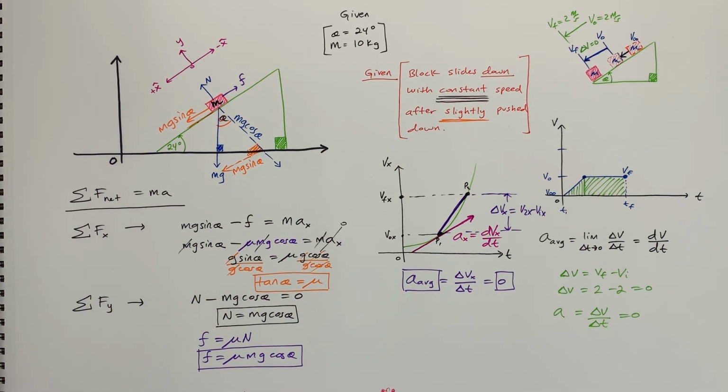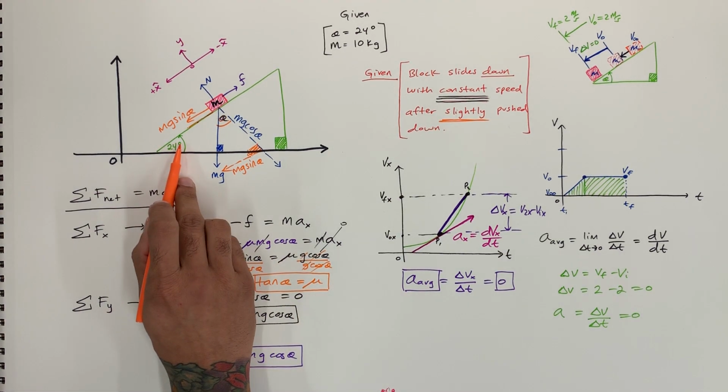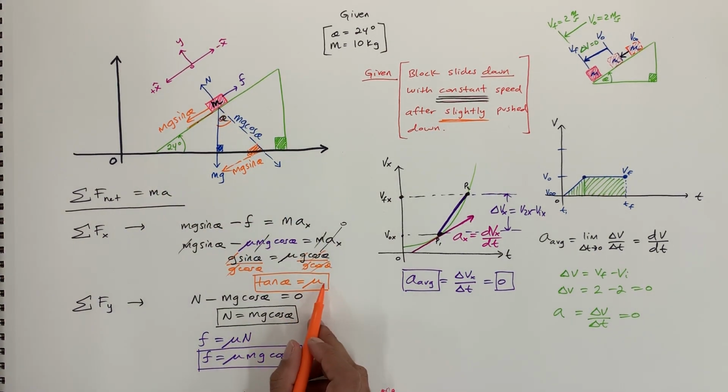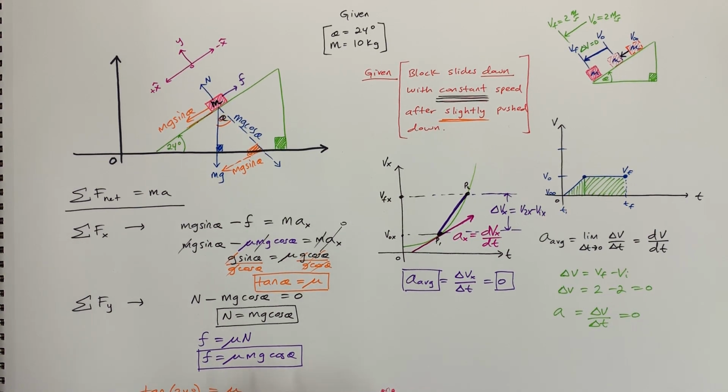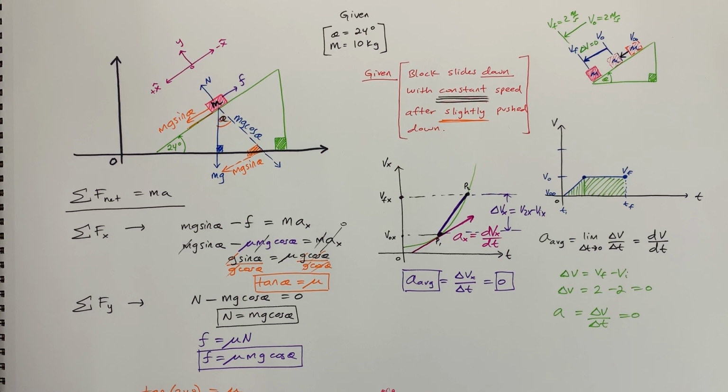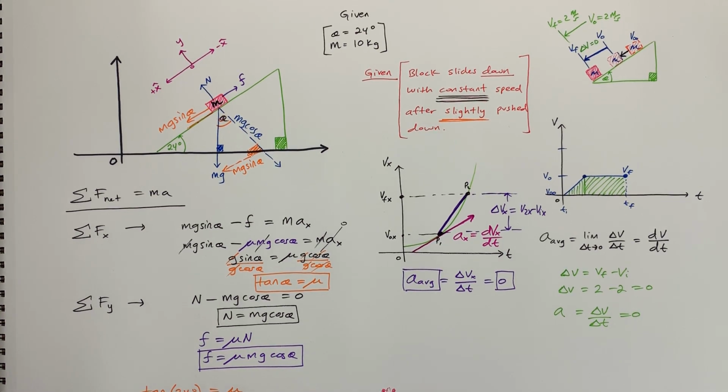All right, so now we have the angle, because we're given that from the beginning, and so we can calculate our coefficient of friction. So let's take a look. We have here tangent of 24 degrees is equal to mu, and so we got 0.445, which is equal to mu. Your coefficient of friction should always be less than 1, so that'll be a clue to know if you're doing it right or wrong.